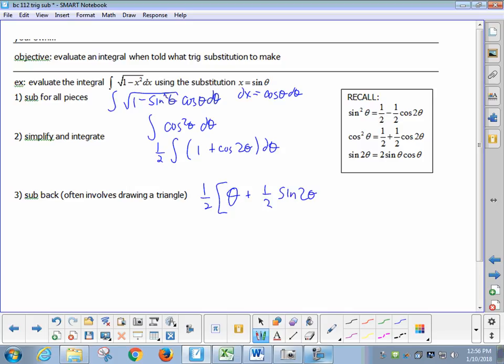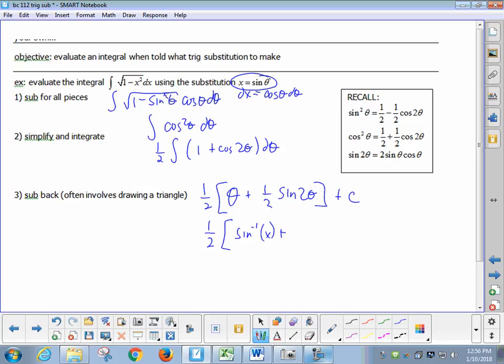Do you all know where I'm coming from? Okay, cool. Now, just like u-sub, after you've integrated, you put it back in the original x terms. Depending on the problem, sometimes that's harder than others. To find theta, you'll look back at your original substitution and solve for theta. What's theta? Inverse sine of x. Now, that one's easier. The harder one is 1/2 sine of 2 theta.